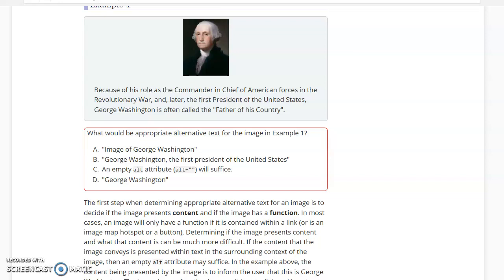It's also important when you do alternative text not to be redundant. As it shows here, what would be more appropriate alternative text in this example? 1, image of George Washington. The viewer would already know that it's an image, and essentially D, you would just describe that's George Washington.